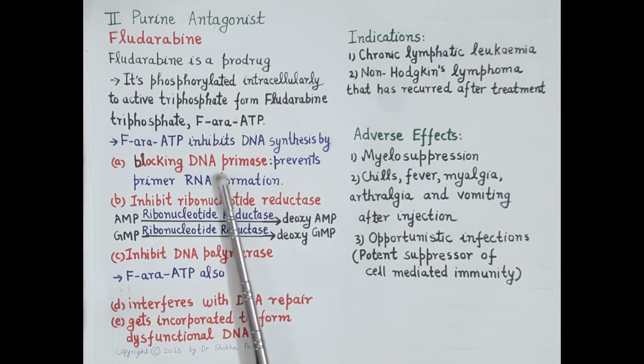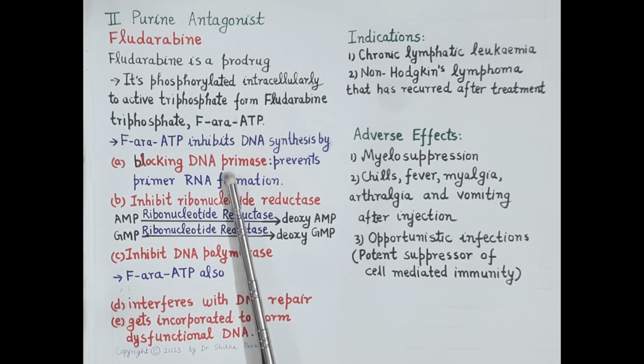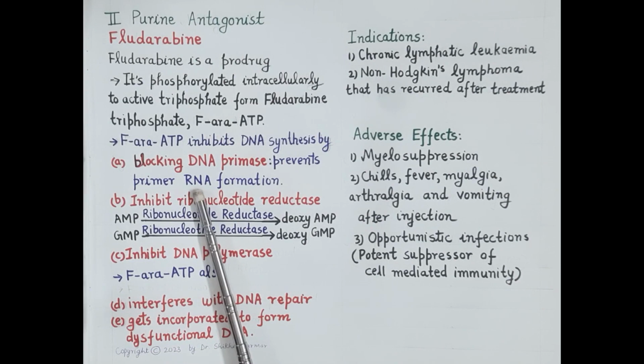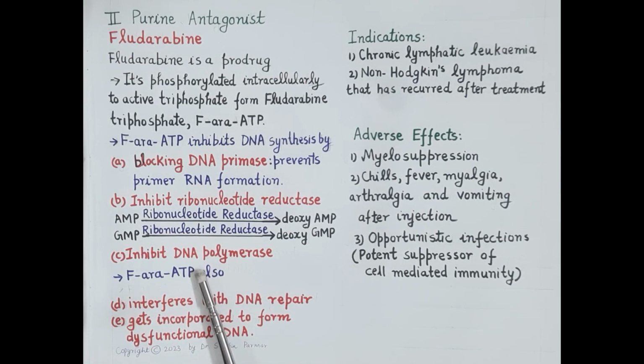Then another enzyme, that is DNA primase. Now, this DNA primase is required for the synthesis of short RNA sequences. Now, these short RNA sequences are very essential for initiating the synthesis of new DNA strands. So, all these enzymes are very essential for DNA synthesis and replication.